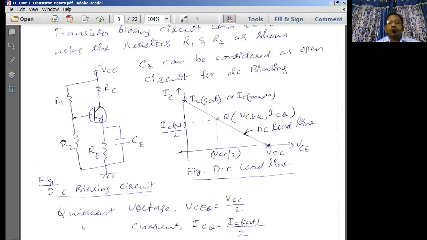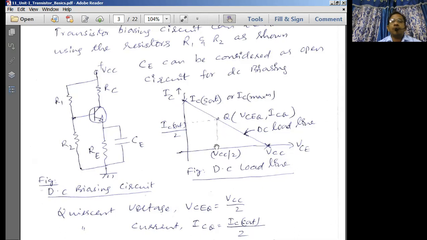So if biasing is really proper for an amplifier, then the Q point will be adjusted at the center of the active region, such that the DC current flowing through the amplifier is going to be IC by 2, and the voltage existing across collector to emitter, where is the collector? This is CE. Between collector to emitter, the voltage is normally equal to VCC by 2. So like that, we adjust the biasing.